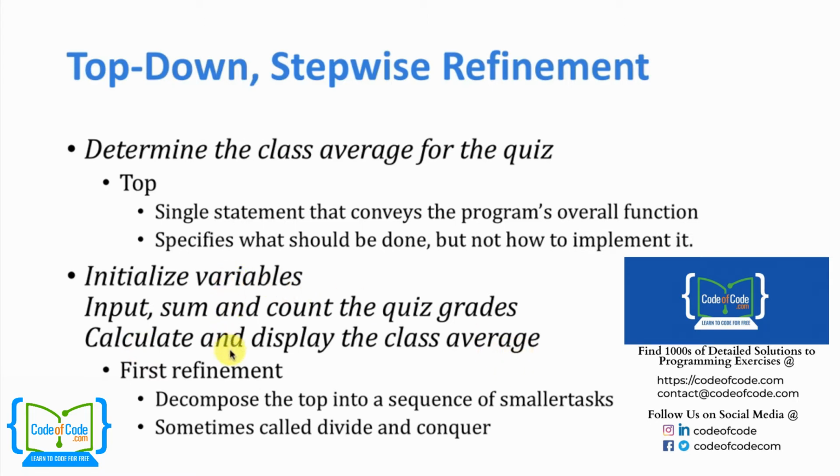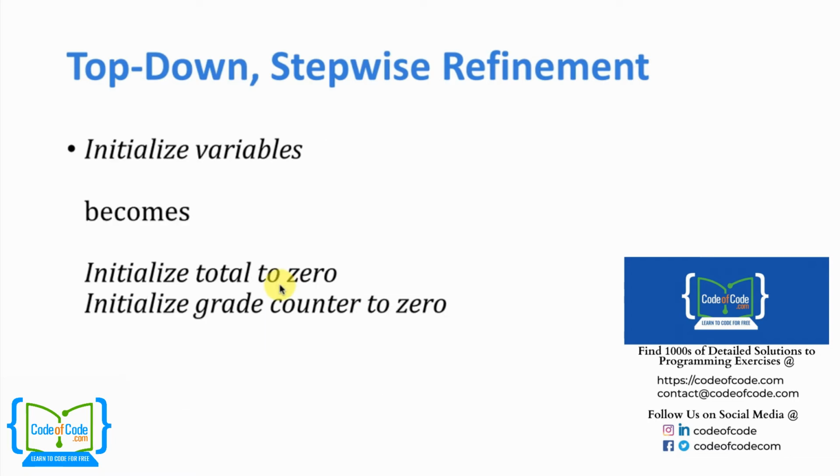Now, these 3 statements are basically top-level views of those 3 phases that I was just describing. Together, these 3 statements, which break down the original first statement, are known as the first refinement. The whole process of breaking down into more and more refined pseudocode is sometimes referred to as divide and conquer. Now, with these 3 statements, we can refine these further to try to really get our algorithm laid out. So let's go and talk about initialize variables.